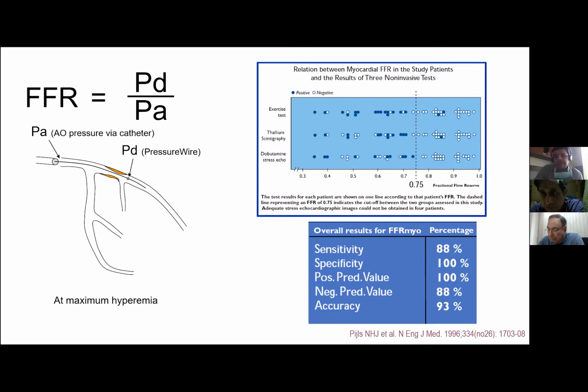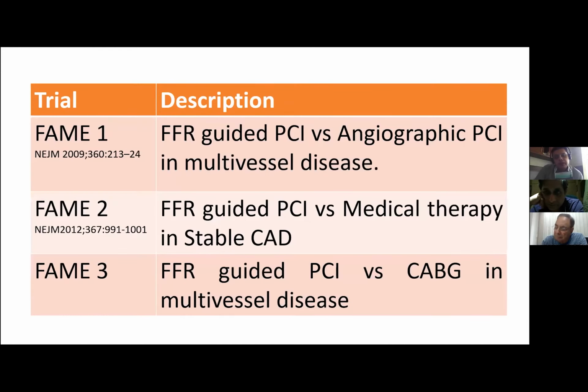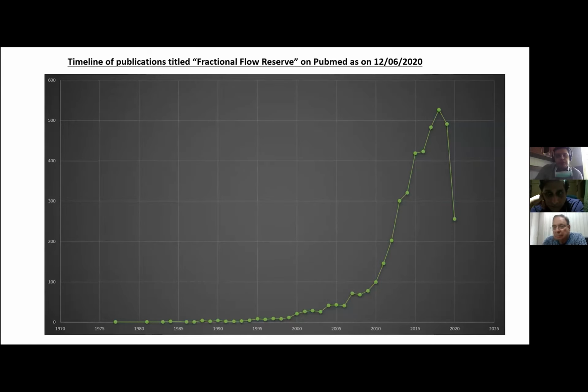So we have been getting literature about FFR, and there have been several studies since then, and that is how FFR has now been established as the gold standard. Critical to the establishment of FFR as the gold standard for the assessment of coronary ischemia was the FAME series of trials. We had the FAME 1 trial, which was FFR-guided PCI versus angiography-guided PCI. In the FAME 2 trial, FFR-guided PCI was tested against medical therapy. Mind you, all this was being tested in patients who had stable coronary artery disease. The FAME 3 trial is still recruiting patients.